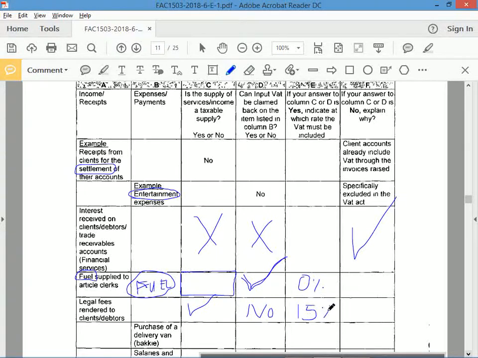Oh, you guys still use 14. So they'll probably mark 15 wrong, even though 15's right. Okay, so you would have to have used 14. Yes. Okay, the world we live in uses 15%, but UNISA's testing the past, so put 14% in. Okay, if your answer is column C or D, those two, explain, and no, explain why. Okay, we don't need that.